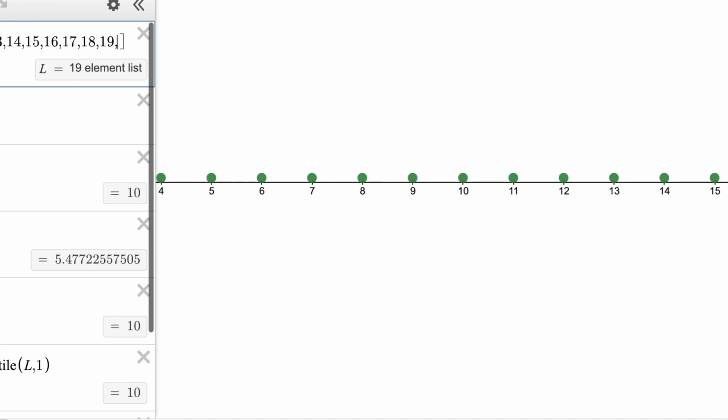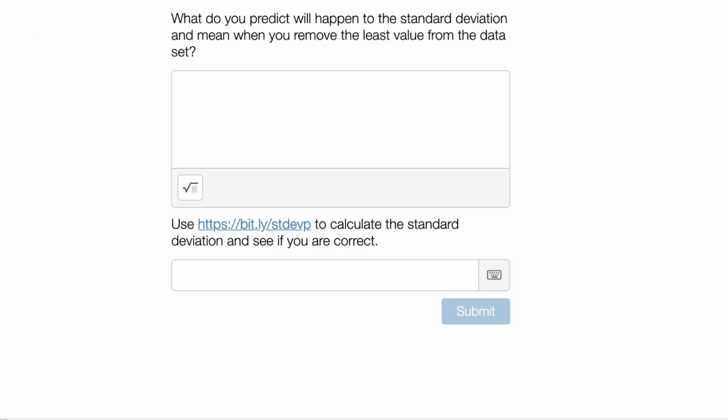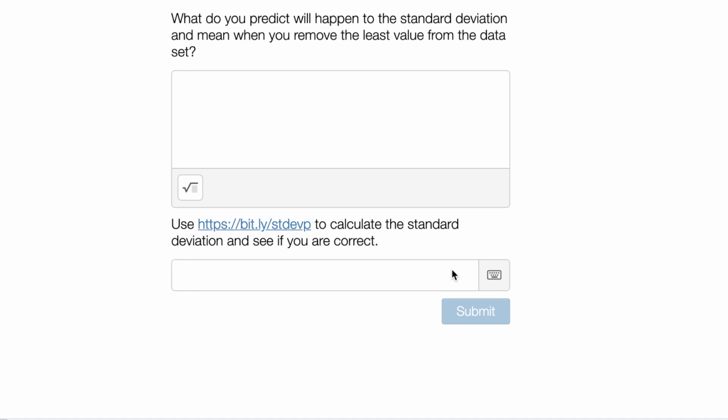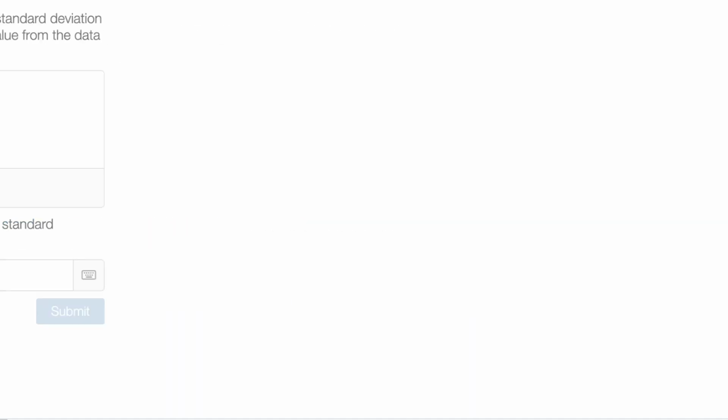It would have been when we had 20 here. Okay, so our mean was 10.5, but now when you take out the least data value, your mean is 11. So your mean does increase. The standard deviation is 5.48. What was the original? It was 5.77. So yes, your standard deviation did decrease. Your mean increased, your standard deviation decreased when that least value was removed. All right, so then you would answer those two.